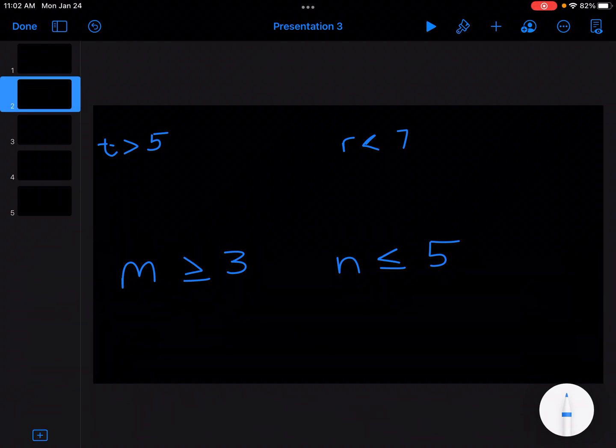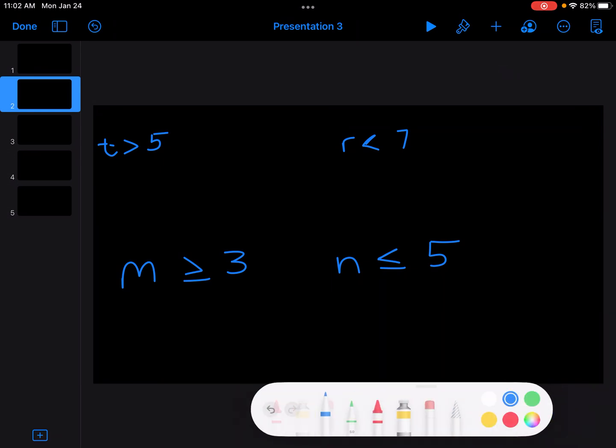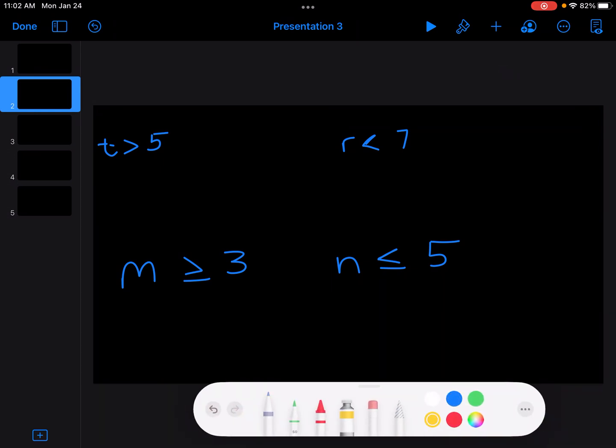Hi guys, we're going to review some stuff from 6th grade and inequalities. If you don't remember, that's what I'm here for, to remind you. So we're going to talk about graphing inequalities, and inequalities have solution sets.